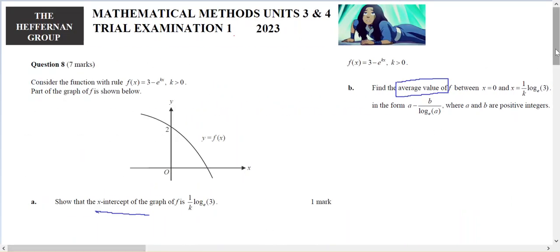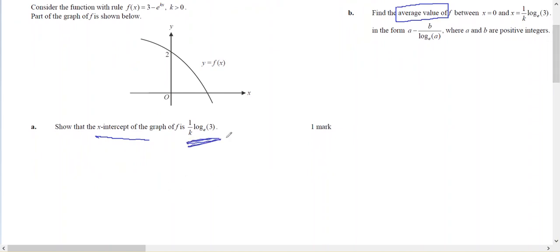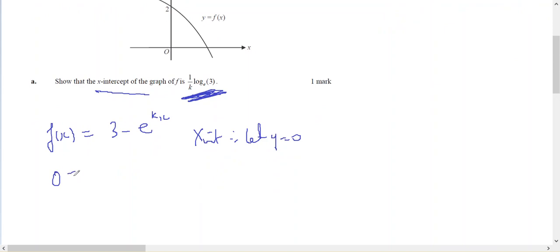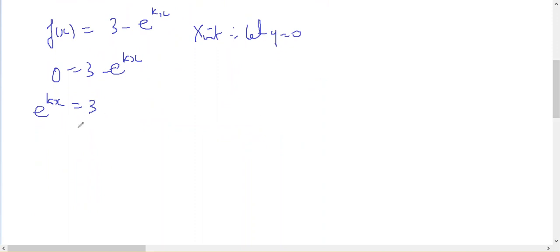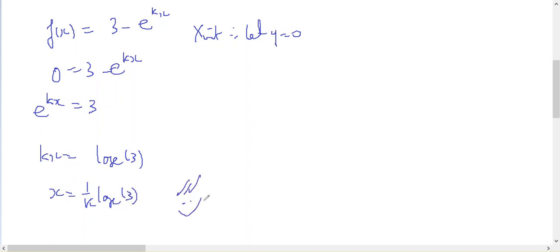But let's do part A first. We have to come up with this answer all by ourselves. So if I know that f of x equals 3 minus e to the kx, I'm looking for the x-intercept, therefore let y equal 0. So 0 equals 3 minus e to the kx. Move the minus e to the kx to the left. e to the kx equals 3. Then I'm going to turn it into a logarithm. So kx will equal log base e of 3, and x will equal 1 on k, log base e of 3, and that's the right answer that we're asked to find.